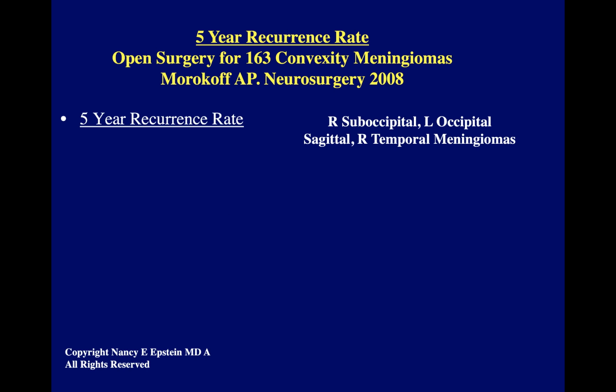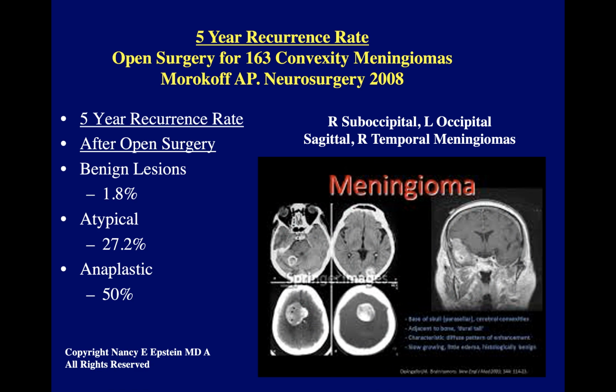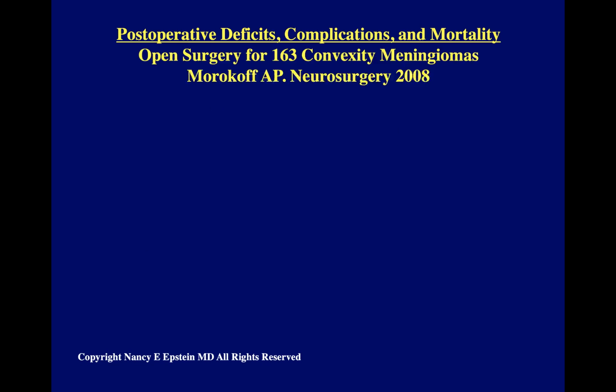The 5-year recurrence rate for these 163 convexity meningiomas after open surgery for benign lesions was 1.8%. For atypical lesions it was 27.2%, and as would be anticipated, for the anaplastic lesions there was a 50% incidence. So here on the MR to your right, this is a T1 enhanced MR. You're seeing a right suboccipital lesion, a new left occipital lesion, and a sagittal-parasagittal right-sided lesion plus a temporal meningioma seen far to the right.